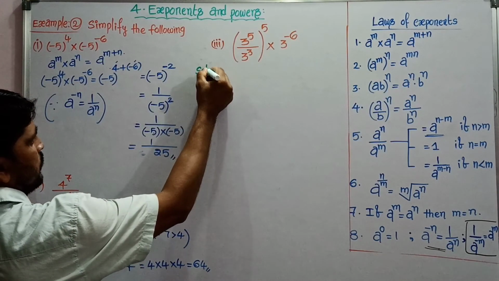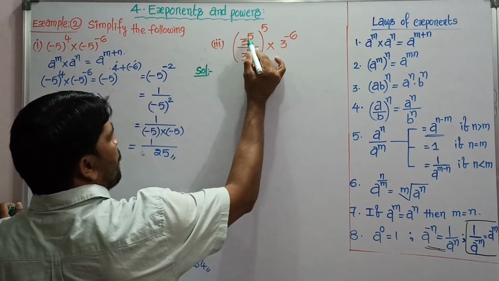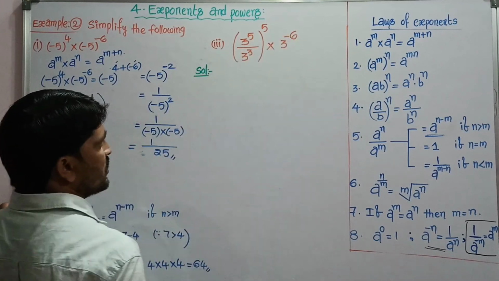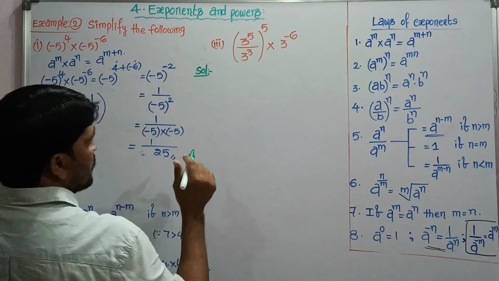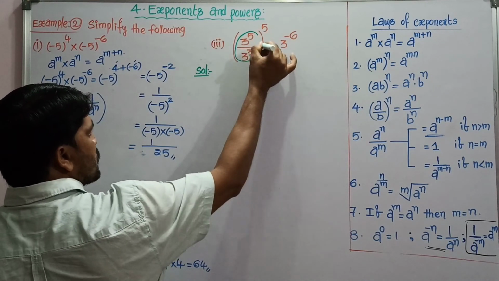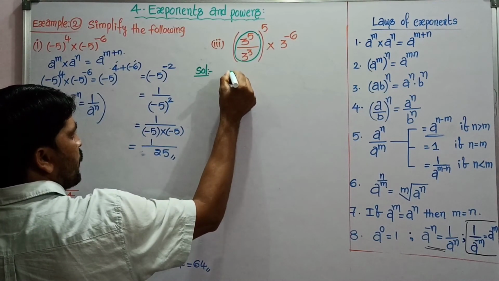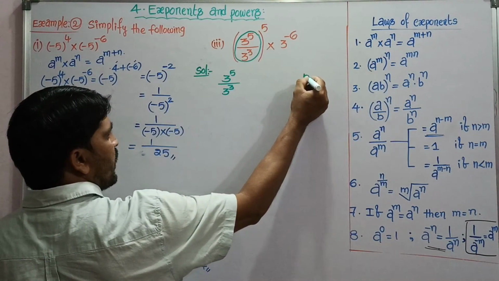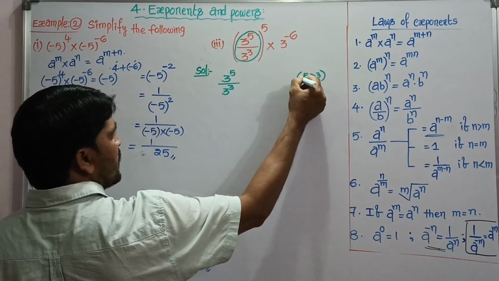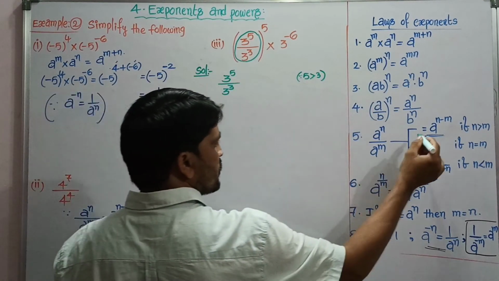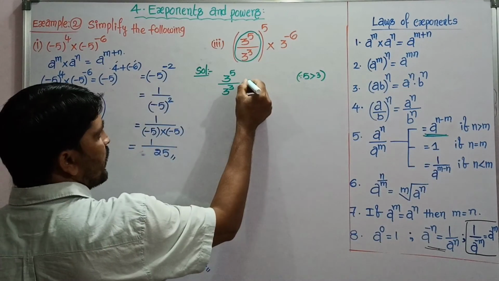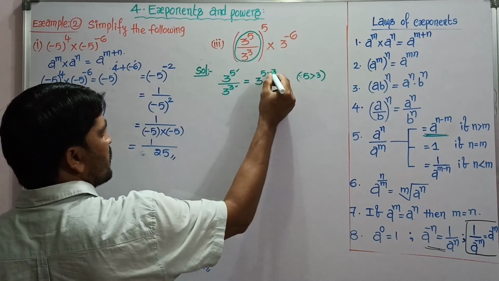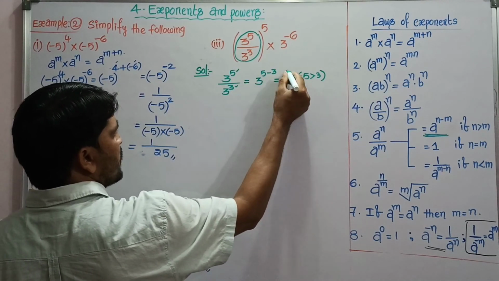Solution to third one. (3^5 over 3^3) whole to the power 5 into 3^(-6). Simplify the given expression. First of all, consider the inner expression, that is 3^5 over 3^3. Since 5 is greater than 3, we use the first formula, which can be written as 3 power the difference of exponents, 5 minus 3, that is 3^2.